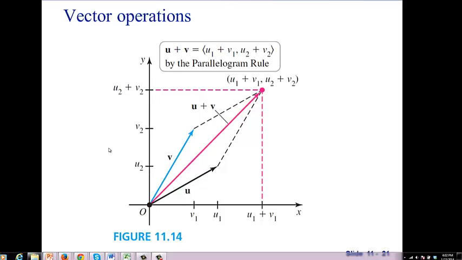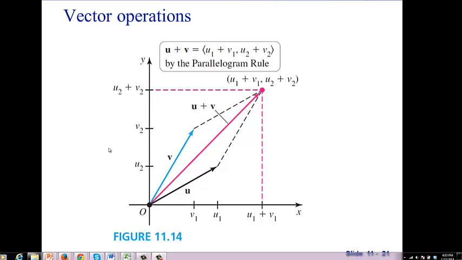Hello, this is section 11.1 part 2, and let's pick up where we dropped the previous part on vector operations in terms of components. So we now show how vector addition, subtraction, and scalar multiplication are performed using components.